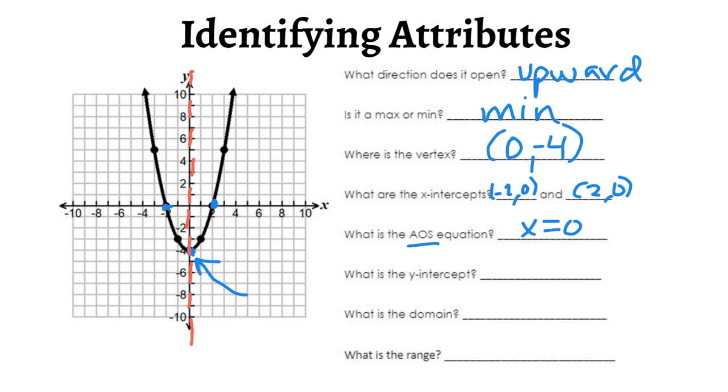As for the y-intercept, we're looking for the y value. Where does it cross the y-axis? This also happens to be the vertex. So the y-intercept is also the vertex. And that is going to be at 0, -4.